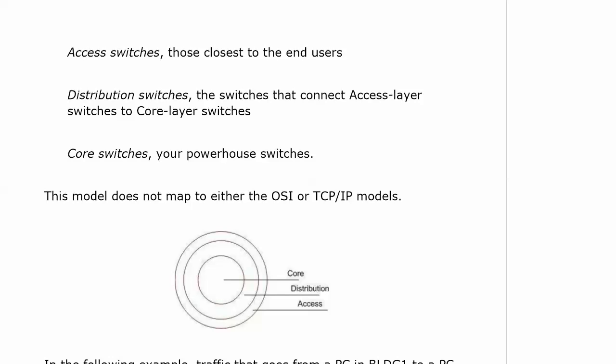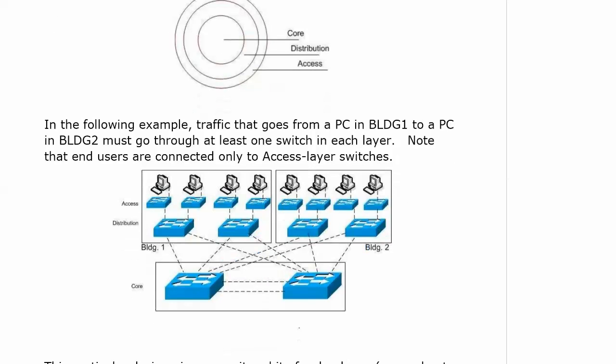Now, in the example I'm going to show you here, here's an access, distribution, core setup, and you've got two different buildings. Traffic that goes from a PC in building 1 to a PC in building 2 has to go through at least one switch in each layer. And notice again that your end users, your PCs, are connected only to access layer switches. Now, there's one other reason we love a design like this. It gives us plenty of redundancy.